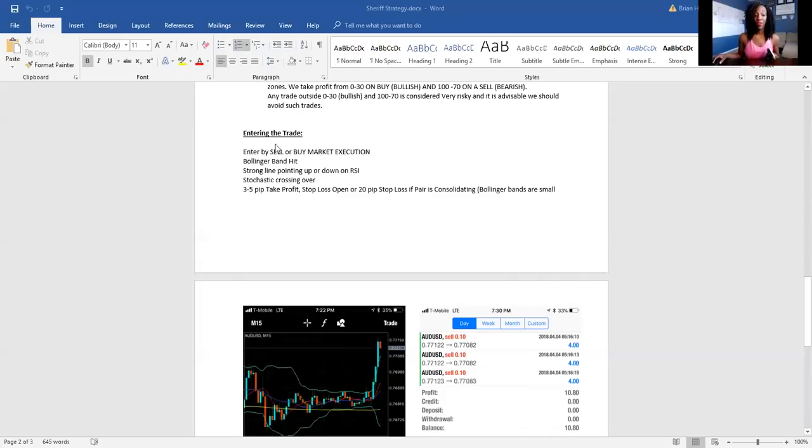So again, entering the trade, you just want to enter by sell or by market execution. You want to make sure that your Bollinger Band hits. So you have a confirmation on the Bollinger Band. Your candle is going through the band, not the wick, but the body of the candle is going through the band. You have a strong line pointing up or down on the RSI. Your stochastic is crossing over. And you also want to go for a 3 to 5 pip take profit.